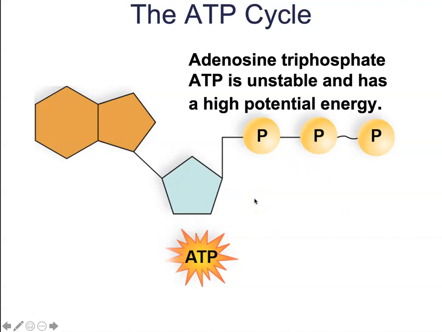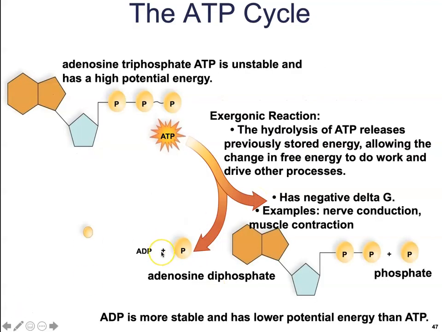So the breaking off of that 3rd phosphate group is considered an exergonic reaction. The hydrolysis of ATP, remember we use hydrolysis to break covalent bonds apart, whether we are talking about carbohydrates, lipids, proteins, nucleic acids, we're going to break all of those covalent bonds with hydrolysis. The hydrolysis of ATP releases the previously stored energy. It allows a change in free energy to do work and drive other processes.